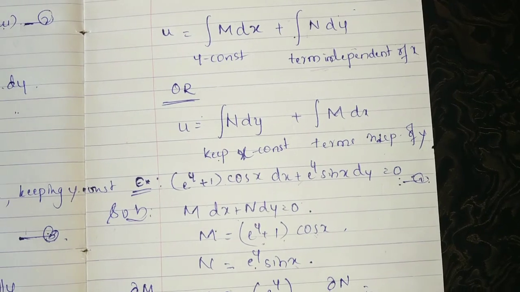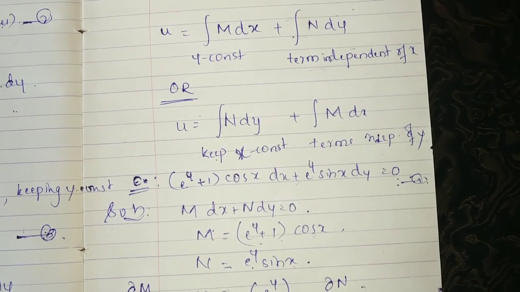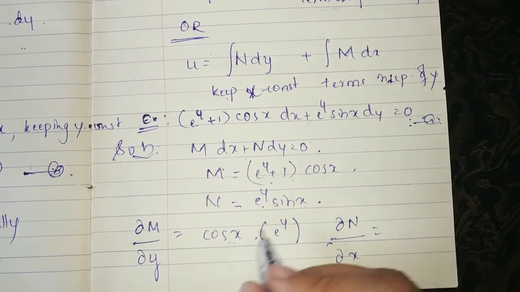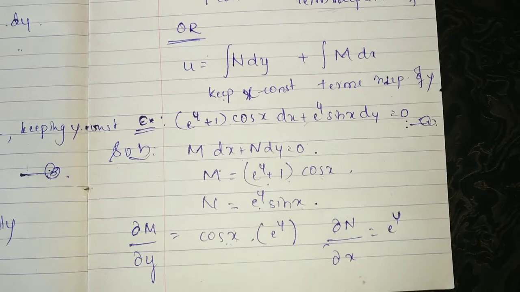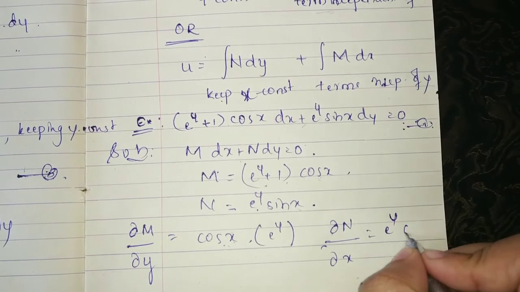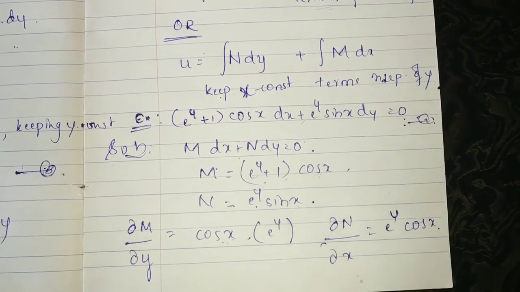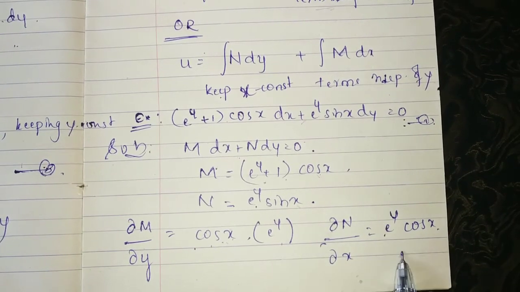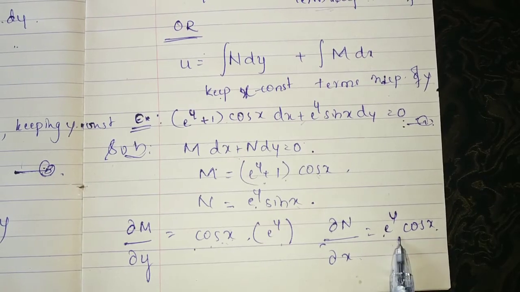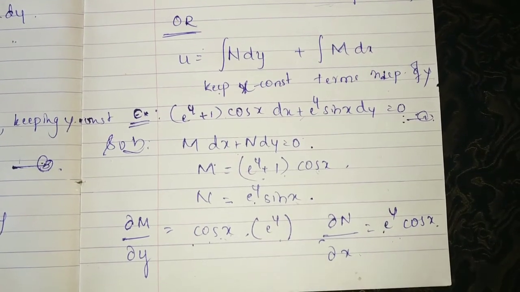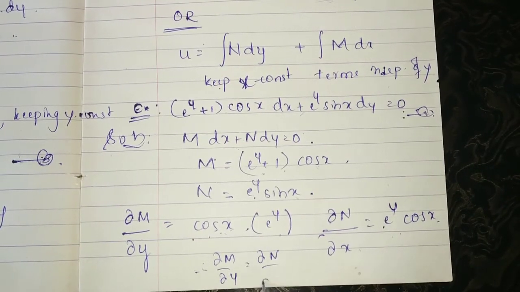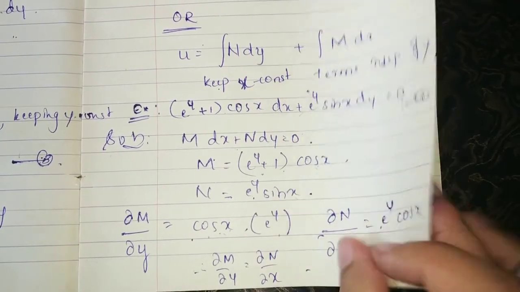Similarly, we can find the value of ∂N/∂x. Again, if you are differentiating with respect to x, the value of y is constant. So e^y is the term containing y, which is constant. The derivative of sin x is cos x here. Now you can see cos x into e^y is the value of ∂M/∂y, and ∂N/∂x also has the value e^y into cos x. Both are the same. Therefore ∂M/∂y equals ∂N/∂x, which implies the given differential equation is an exact differential equation.